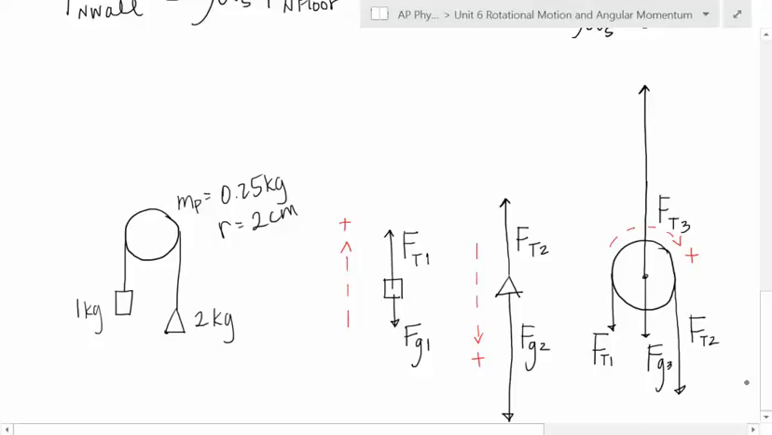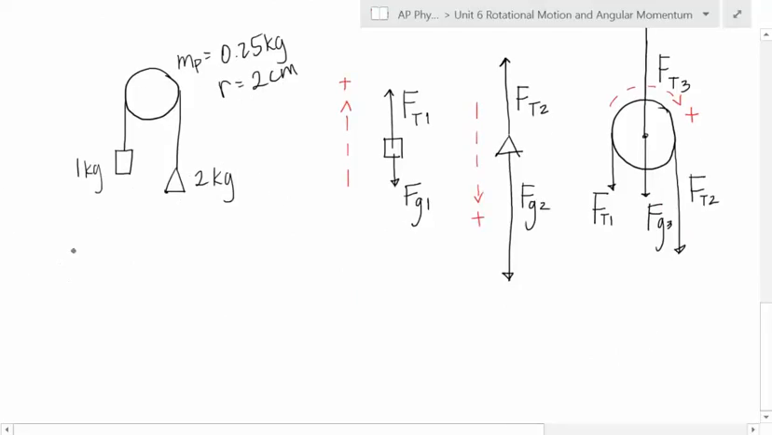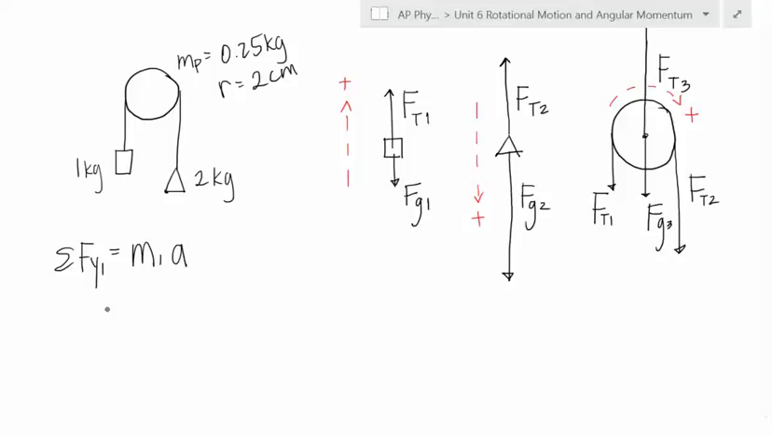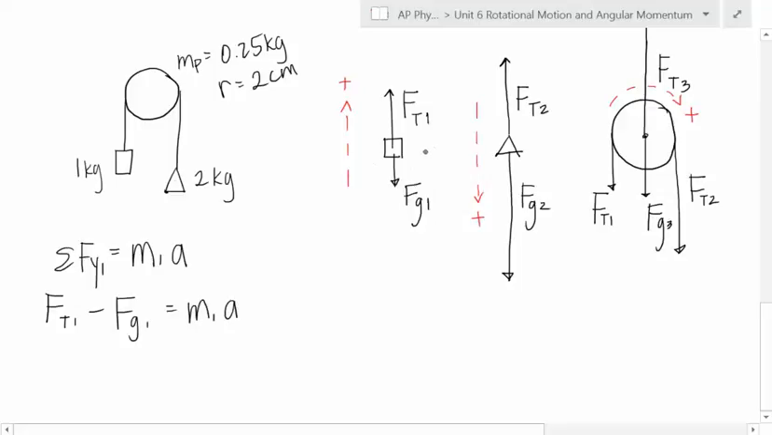All right, so now let's sum these things. When I sum the forces in the y direction on the 1 kilogram object, it will be equal to m1 times a. The whole system is still going to have the same acceleration because it's still connected by the same rope. The problem is the rope has to have different tensions on each side so that it can cause the rotation in the first place. Okay, so then we'll have Ft1 minus Fg1 is equal to m1a. The x direction is boring, and so I'm just going to omit it.